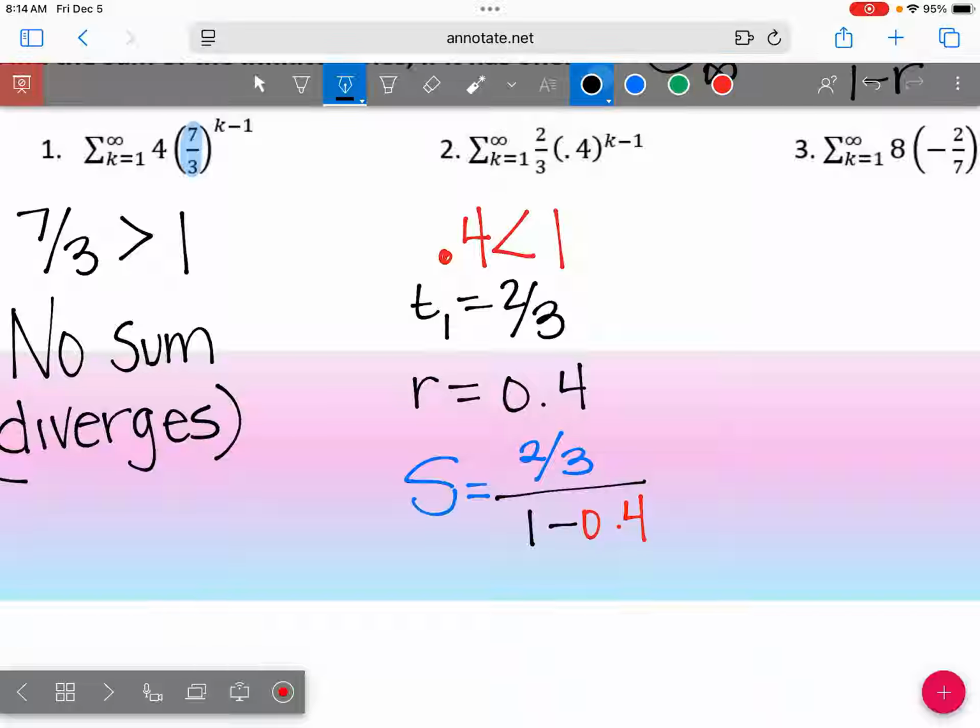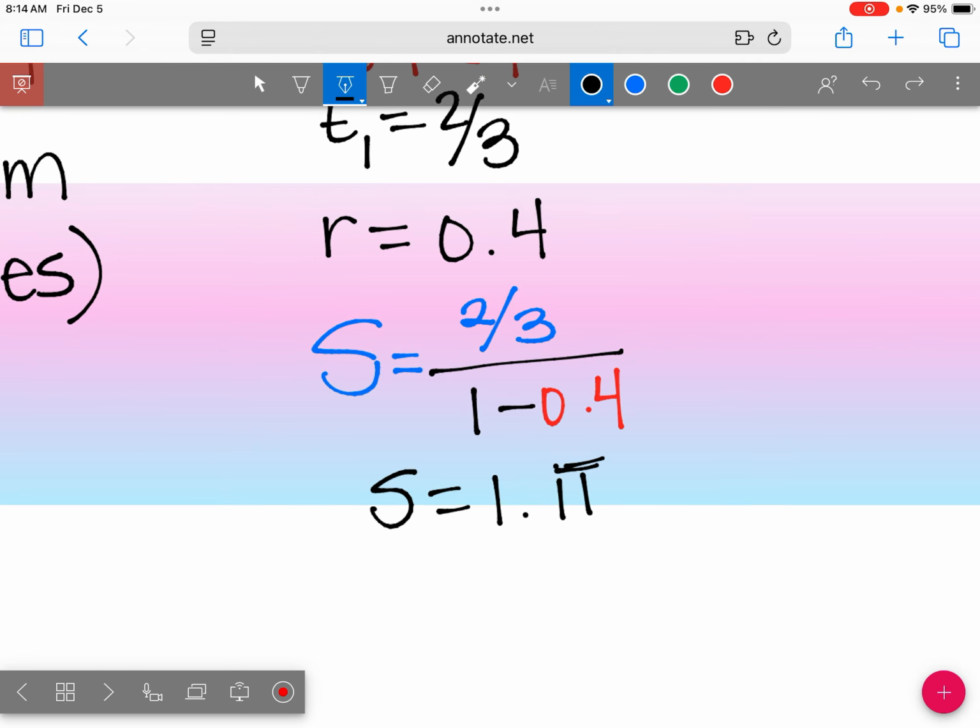So I got 1.11 repeat. That's what I got. Who got that answer? So that would be your sum. Go ahead and just type it in your calculator. That is what you should get.